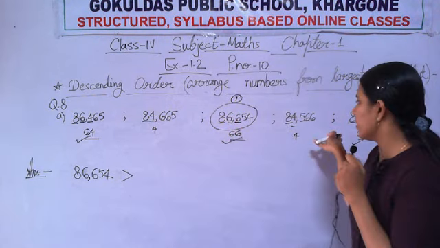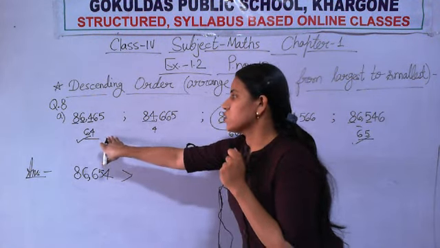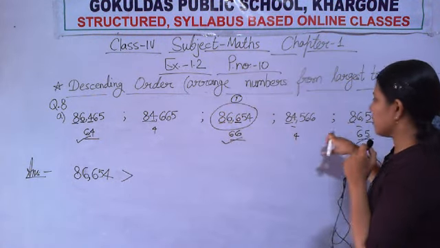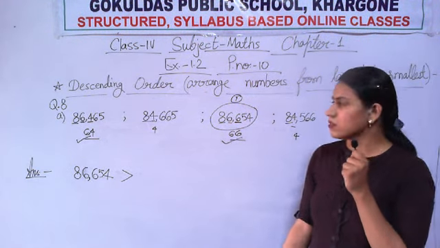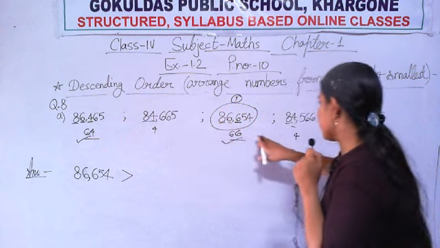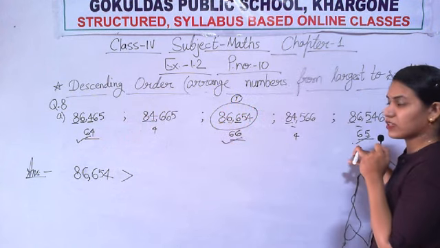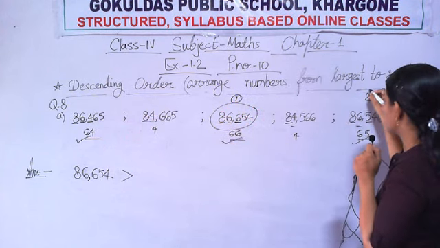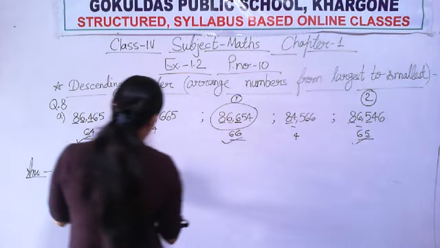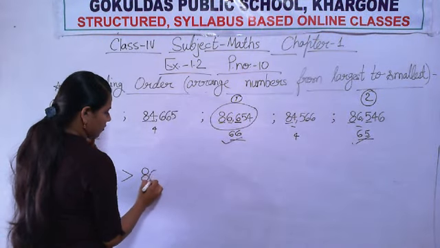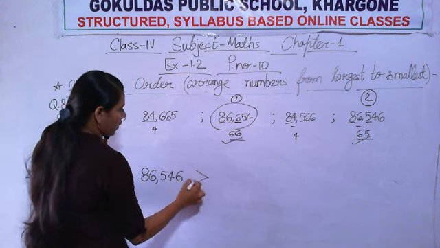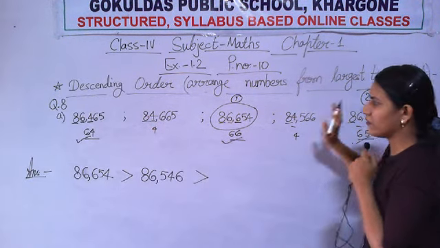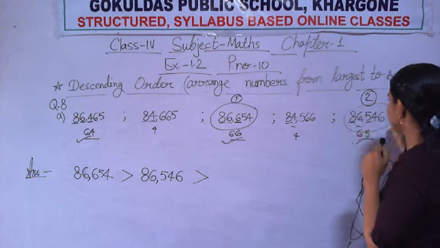We are left with the 4 numbers. Now identify among these 4 which one is the largest. Which one is the largest? 64 or 65? 65 is the largest. So you will write this at the second number. Okay, so we have done 2.